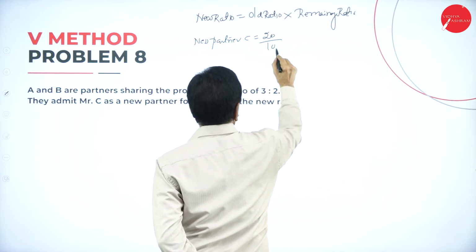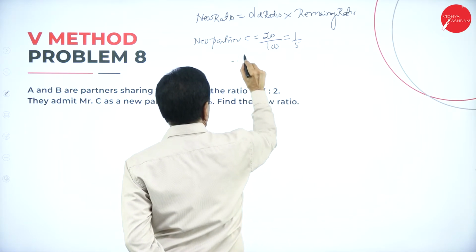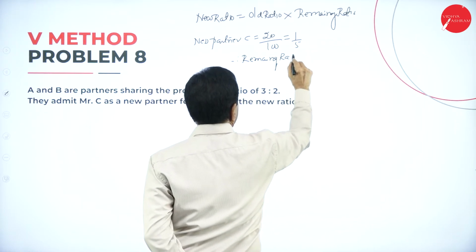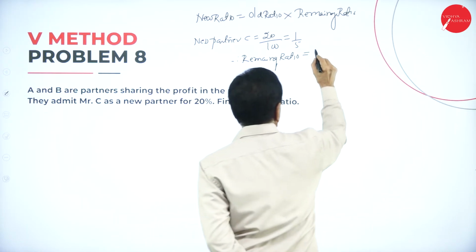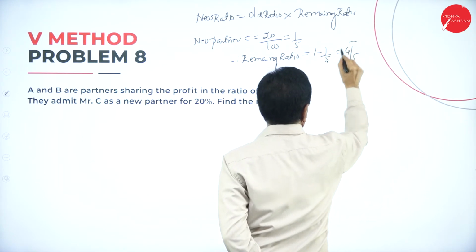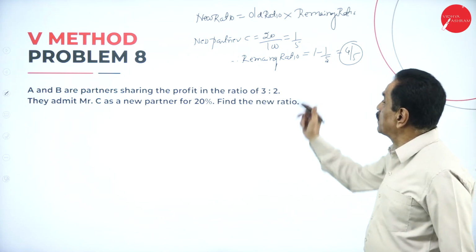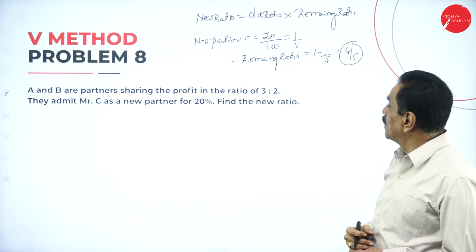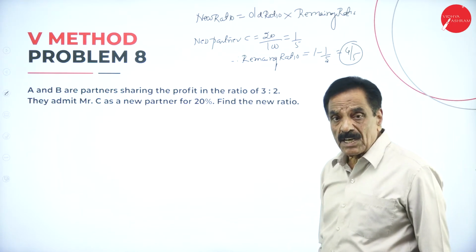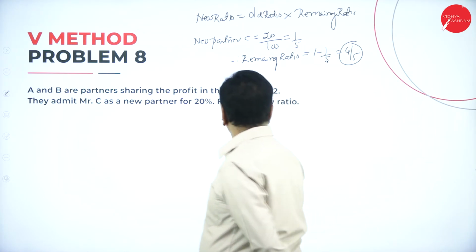20 by 100, this is 1/5. Therefore, remaining ratio is 1 minus 1/5, which is equal to 4/5. This you have to learn. So, what's the new partner ratio? 1/5. Therefore, out of 5, 1 has been given to the new partner. How much is left over? 4. 1 minus 1/5 is 4/5. Now we can apply.